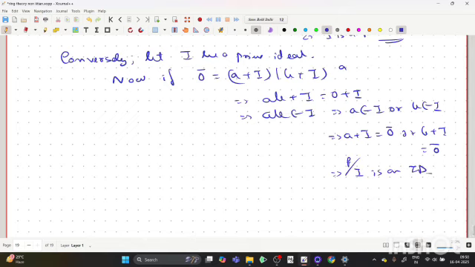Obviously, start with the fact that a plus I and b plus I are non-zero elements in I. Getting my point? Okay, fine. So that's a good characterization of prime ideals, because from here something is very immediate.